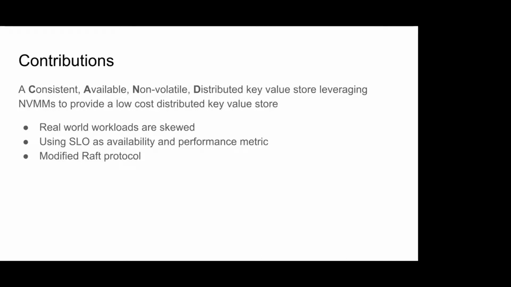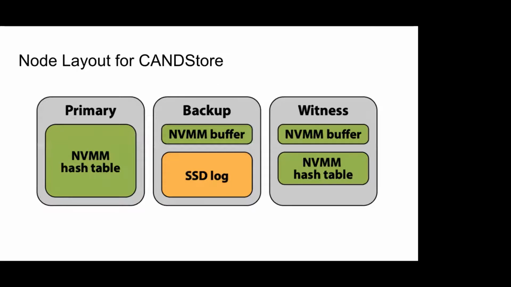They also modify the Raft protocol to work with the design decisions that they have taken while building the store out. So in CanStore, they use three kinds of nodes: the primary, the backup, and the witness. The main storage medium for the primary node is an NVMe hash table. Same for the witness. For the backup, the main storage medium is SSD. NVMe is there so that you can get the best of both worlds. You can get the write throughputs of SSD and you can get the latencies of NVMe.